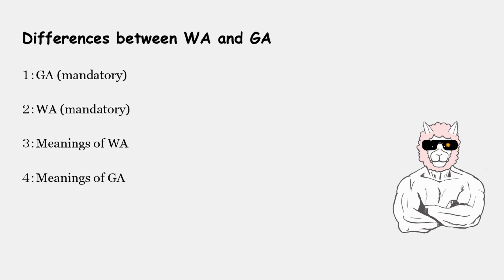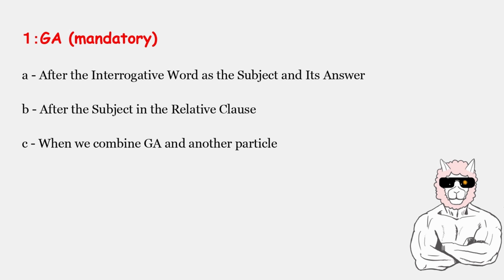There are 4 chapters. Firstly, we will see mandatory ga, then mandatory wa, and then meanings of wa, and finally meanings of ga. So first of all, we are gonna see mandatory ga. Mandatory ga can be used without thinking about the meaning. You must use it for the grammatical reason. So, for the next 3 conditions, you must use ga.